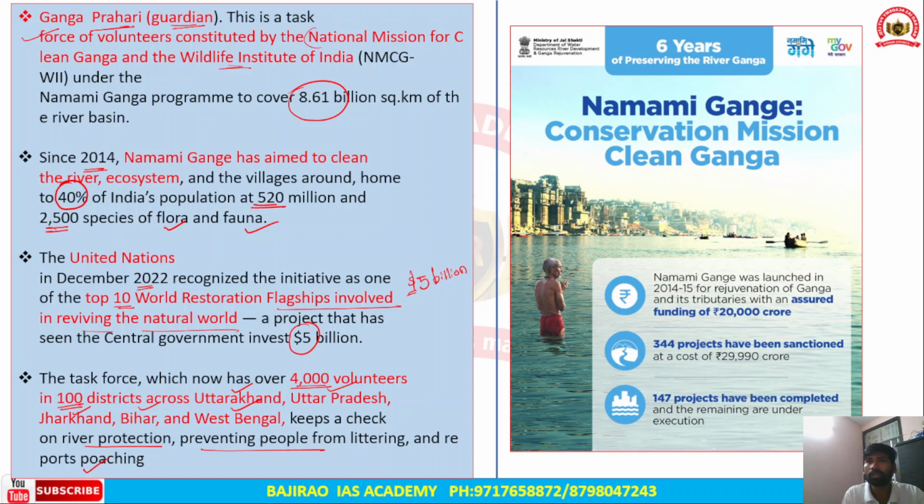Now, the National Mission for Clean Ganga or Namami Gange was launched in the year 2014-15 for the rejuvenation of Ganga. The objective of the Namami Gange program is the conservation mission of clean Ganga and rejuvenation of clean Ganga. It is not just about the rejuvenation of Ganga, but also its tributaries, with a funding of around 20,000 crore rupees. Overall, 344 projects have been sanctioned at a cost of 29,990 crores. Now 147 projects have been completed and the remaining are under the execution phase. So this is all about the Namami Gange program and Ganga Prahari, the guardians of river Ganga.